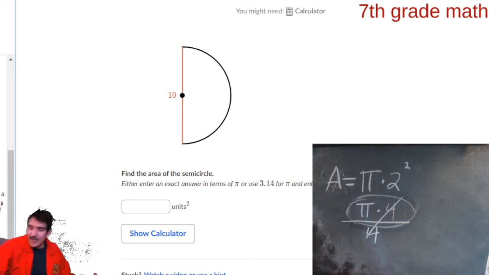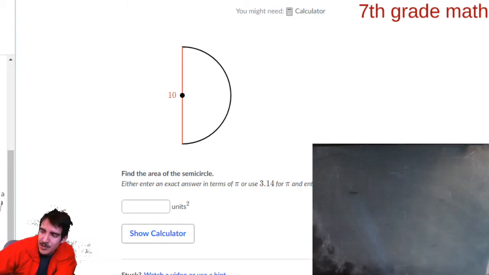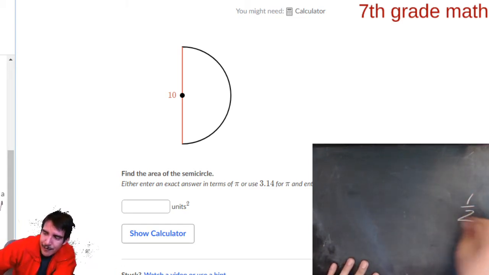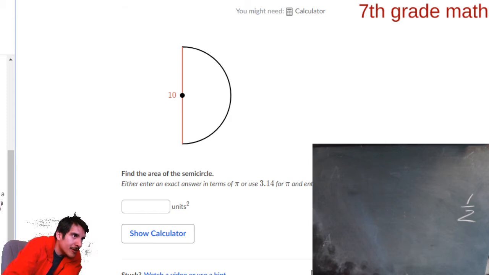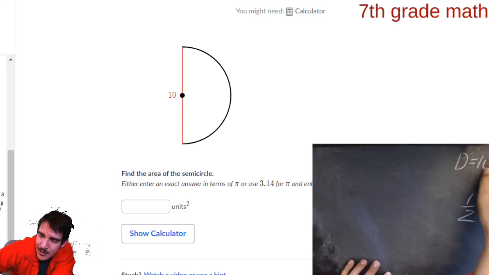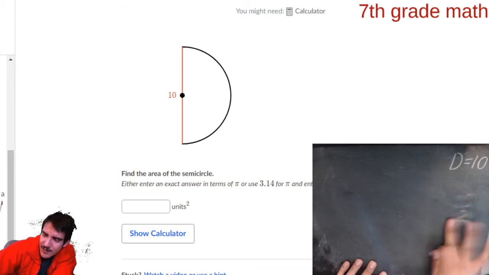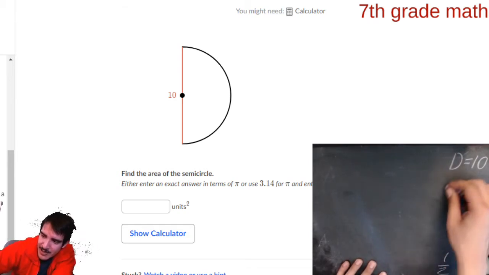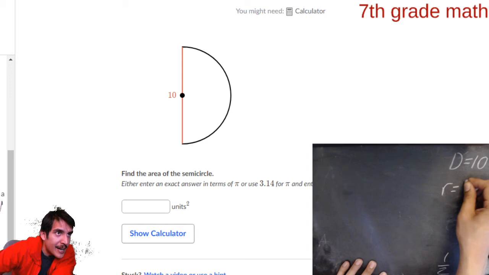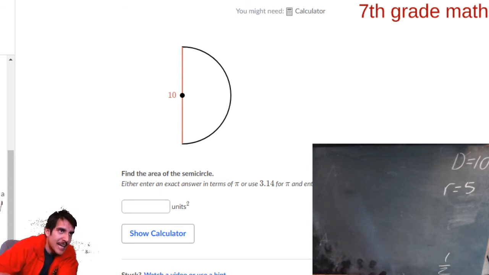Okay, this one is a semicircle. So a semicircle, we're going to cut it in half at the end. So what is the diameter equal to? That's 10. The diameter is 10, which means that the radius has to be 5. So then let's find the area of a circle, and then let's cut it in half, because there's half a circle.